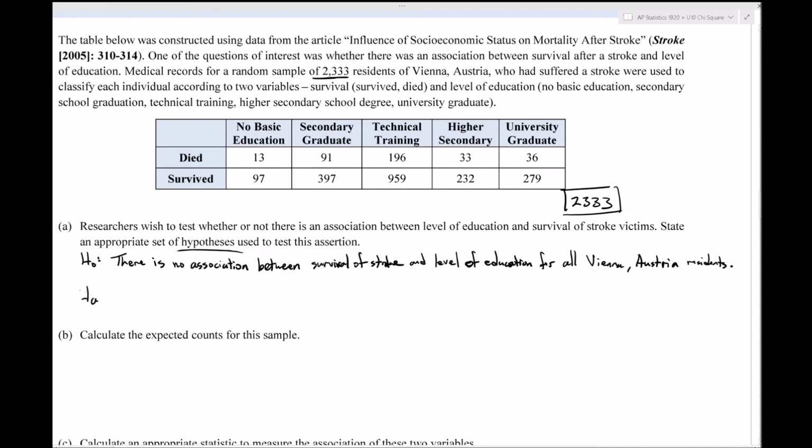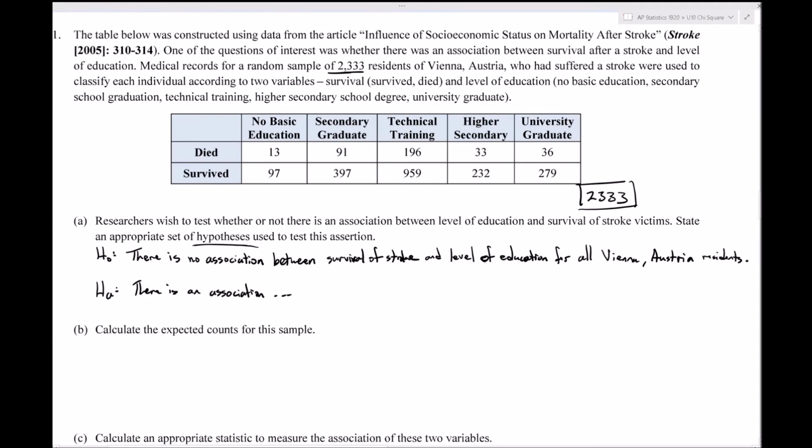Alternative, very simple: there is an association, and that's it. So there is an association, and then I'll put an ellipsis that keeps on going. That should be good enough, especially if this were an AP exam, you'd be fine with this. So now I have to calculate expected counts, and for that I'm going to need the table totals. Let me go ahead and calculate those, and then we'll be back once I've got those.